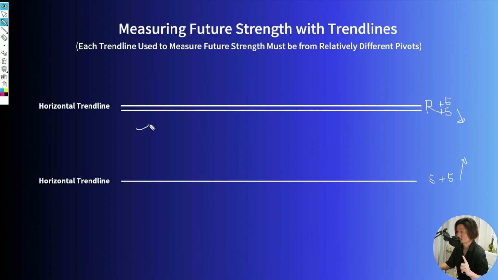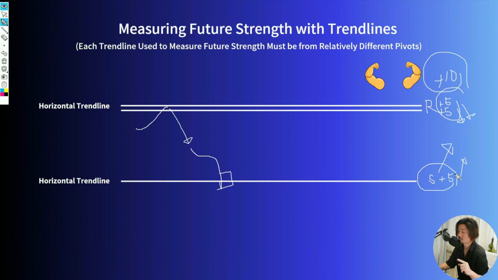if price reached both of these horizontal trend lines, there will be a future short strength of plus 10. Future short strength, because there's two horizontal trend lines, right? And since there's only one horizontal trend line as support, creating only plus 5 future long strength, when price reaches this horizontal trend line, it should be broken out because there's more future short strength than future long strength in this currency pair. However, each trend line you use to measure future strength must be from relatively different pivots.